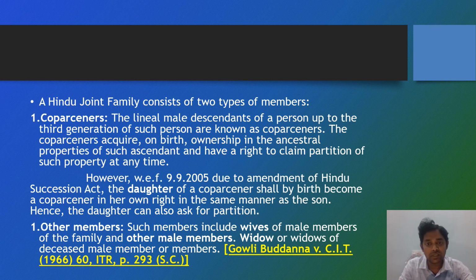A Hindu joint family consists of two types of members, co-partners and other members. Co-partners: the lineal male descendants of a person up to the third generation of such person are known as co-partners. The co-partners acquire on birth ownership in the ancestral properties of such ascendant and have a right to claim partition of such property at any time.